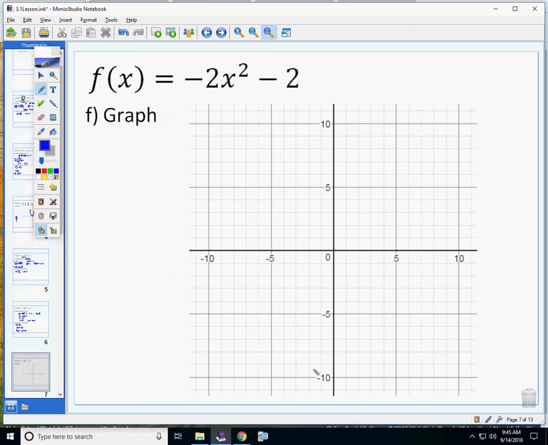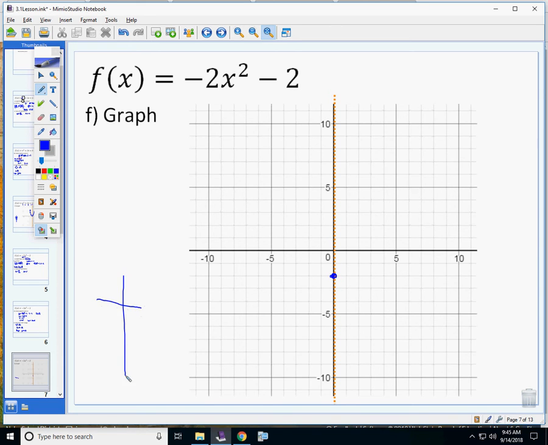Now to graph. So we said that the vertex was 0, negative 2. The axis of symmetry was 0. The x-intercepts, there was none. The y-intercept was negative 2. And so far all we have is this dot right here. This is the only thing we know.